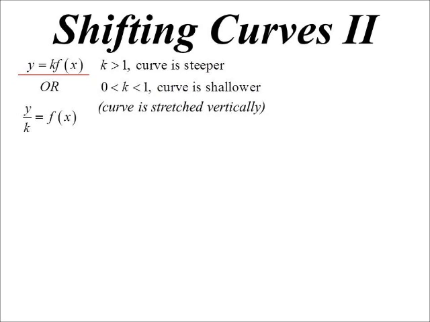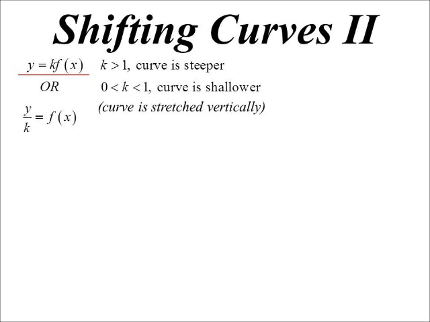If k is greater than 1, the curve is going to become steeper, because you're multiplying every y value by a number bigger than 1, so obviously it's got to go higher. It's going to be steeper. And if k is in between 0 and 1, then the curve will become shallower. Another way of thinking about it is the curve is stretched vertically.